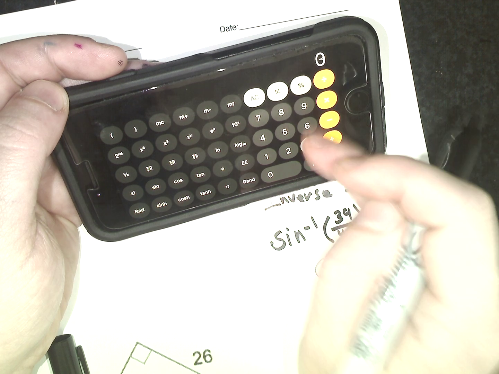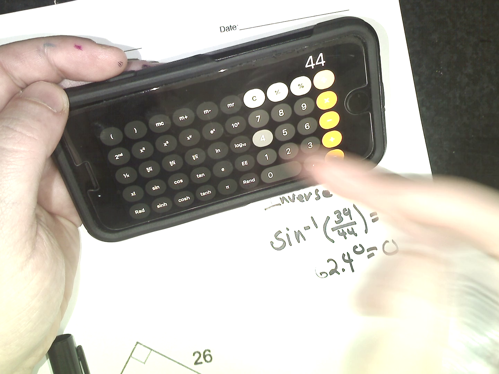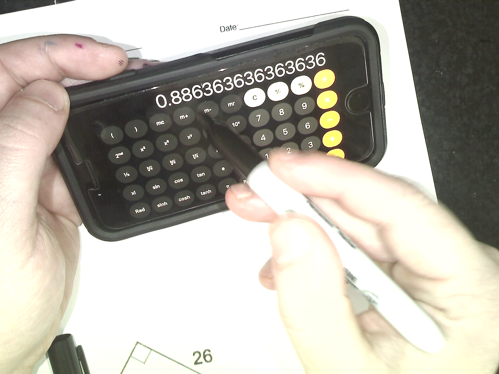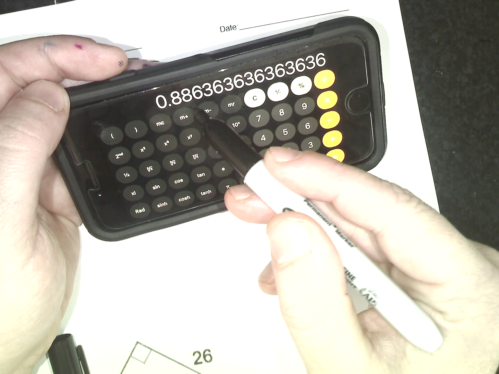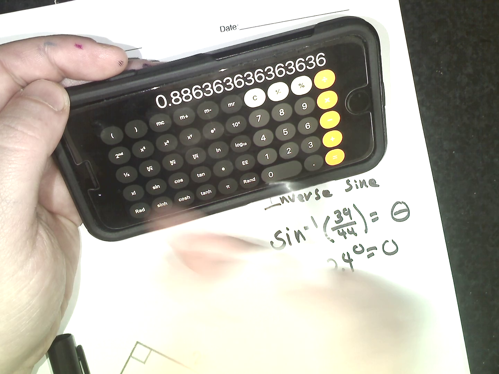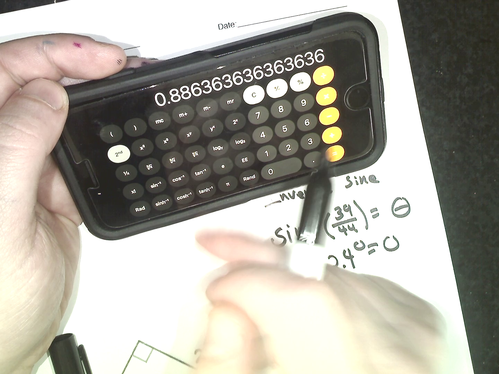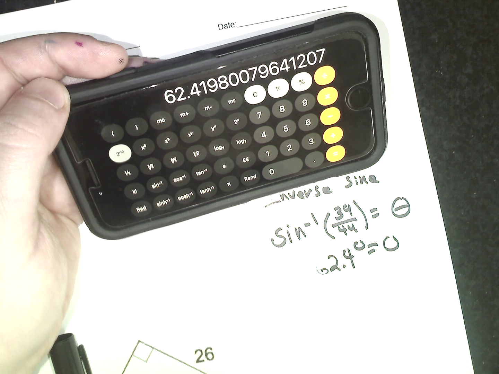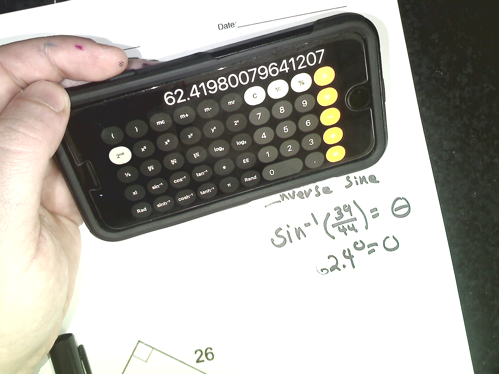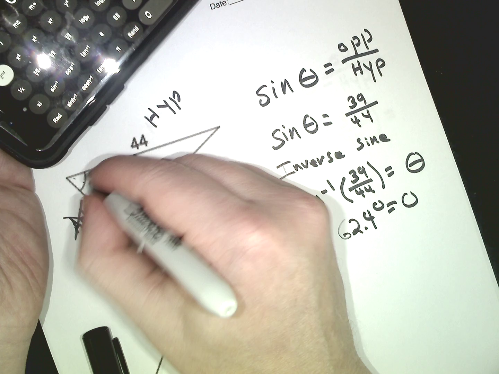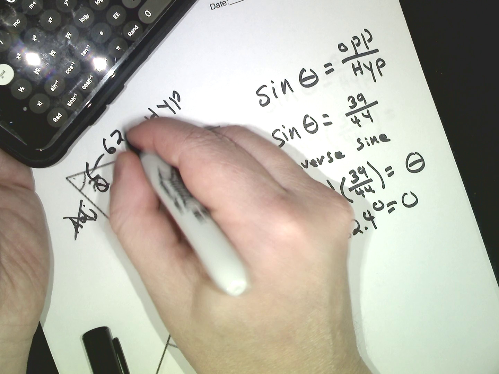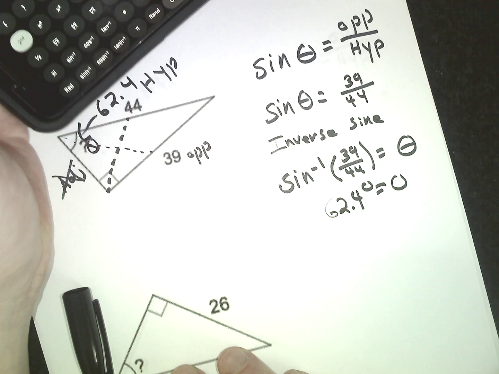Then I do 39 divided by 44. We get this number. Now this number is just what 39 divided by 44 is. It's not our answer. We have to hit second, sine of negative 1. And that's our answer, 62.4. So that means this angle is 62.4. That's pretty good. Now, let's look at another one.